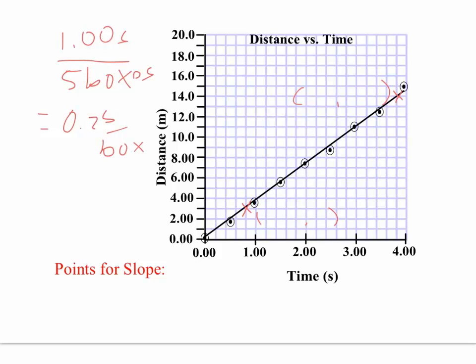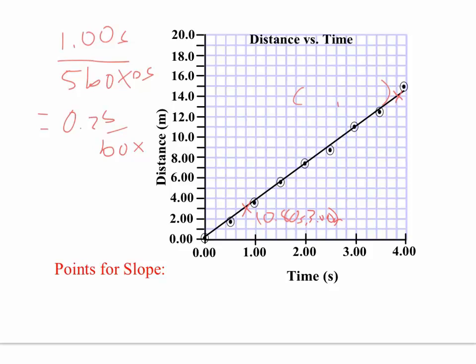So if I just count the boxes, this value occurs on the 4th one, so I'm going to count out loud. This box here would be 0.2 seconds, 0.40 seconds, 0.60 seconds, 0.80 seconds. And then looking at the distance value, that one hits right at the 3.00 meter mark. So I'm just going to label that in the ordered pair, 3.00 meters.